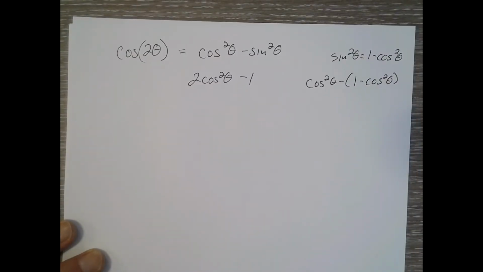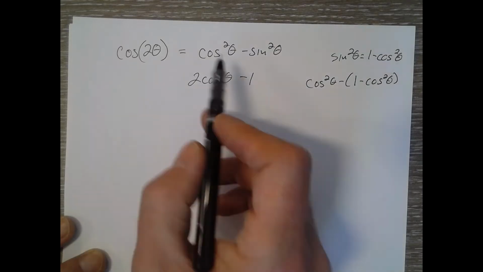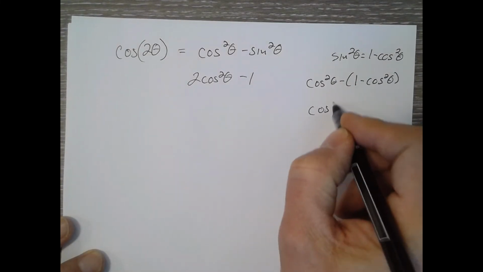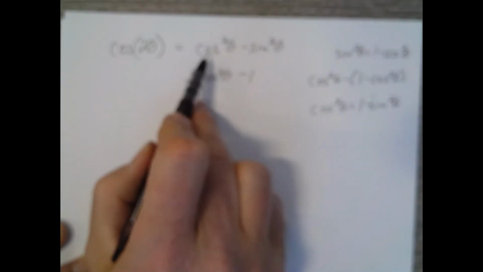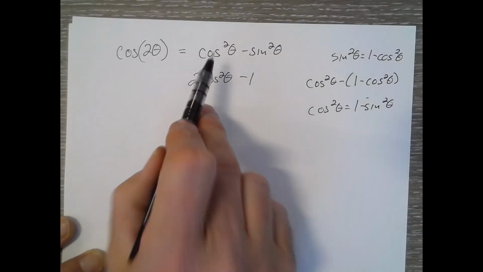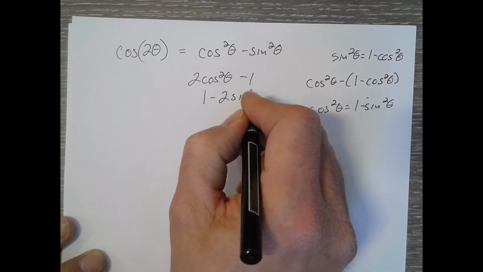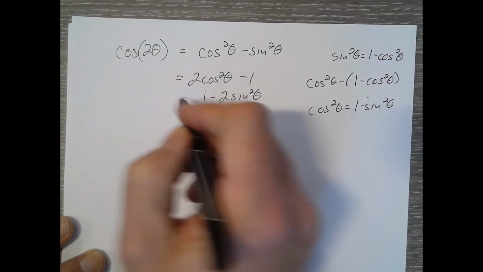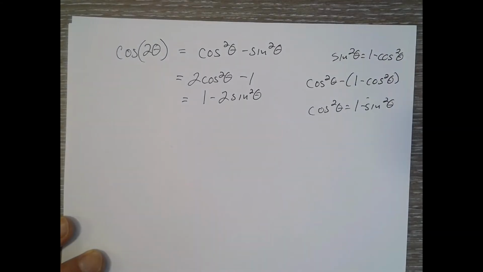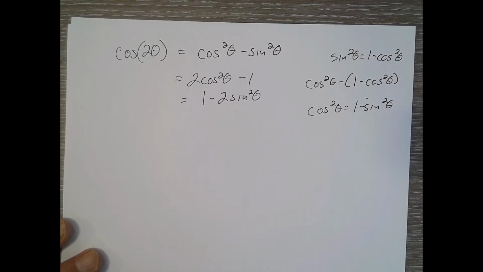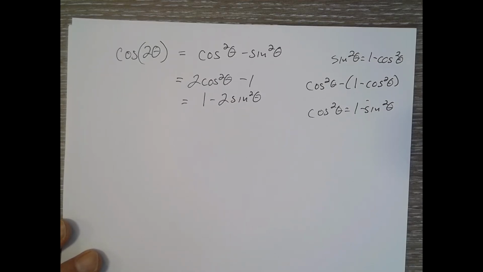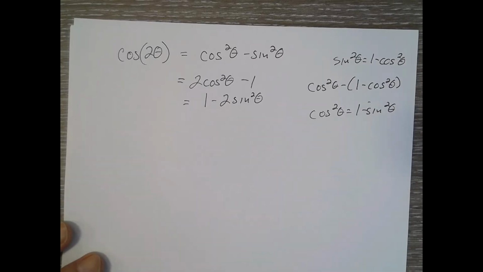Or if you just want to work with sines, you can get rid of the cosine squared, and you can write cosine squared as 1 minus sine squared, and replace that with that right there. You get 1 minus sine squared minus another sine squared, so 1 minus 2 sine squared theta. So 3 different options for cosine 2 theta. You can choose whichever you want. Sometimes it's helpful to choose one of the 3. It should always work, even if you choose one that isn't going to be as easy.